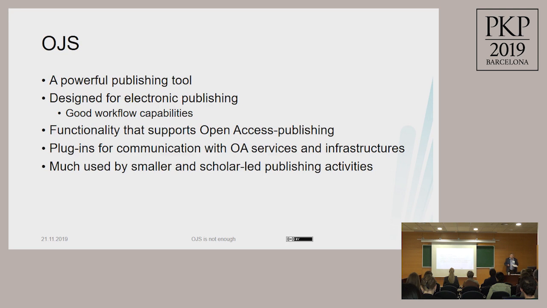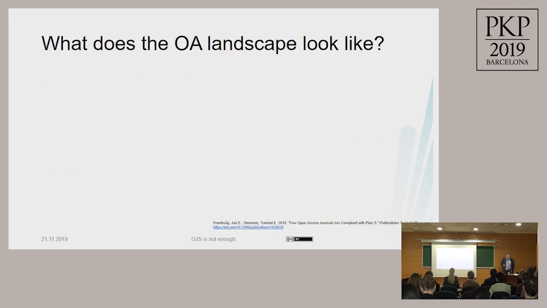I think it said that there are more than 10,000 installations, at least 10,000 journals using OJS. So it's the most widespread software. And it's free. It's one reason it's so widespread. But what does the open access landscape look like?